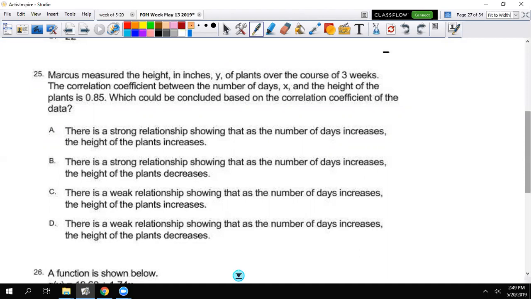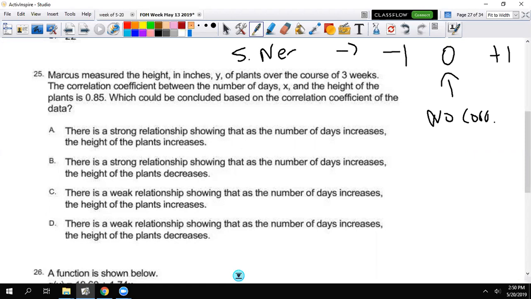that correlation coefficients are between -1 and +1, okay, with 0 showing no correlation whatsoever. So no correlation, okay. So -1 is going to be a strong negative correlation. And +1 is going to be a strong positive correlation.